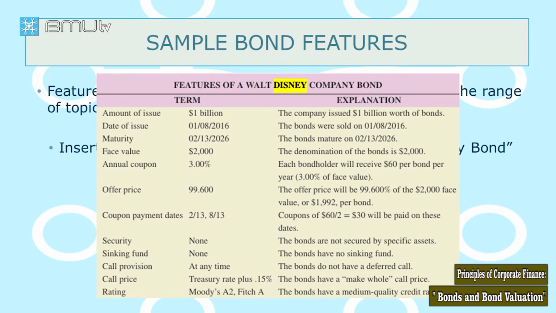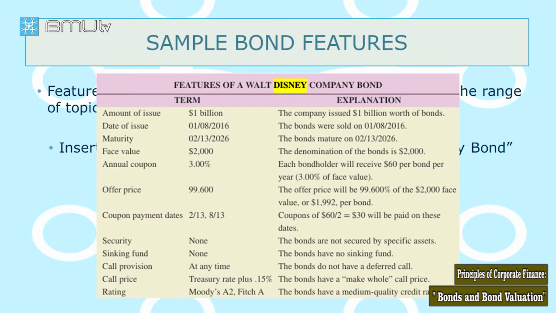Face value is 2,000. We said 1,000 is the general, but here it's up to companies, they may change it. They issued at 2,000 face value. Annual coupon is 3% of face value. That's $60 per year. Offer price is 99.600. Offer price will be 99.6% of the face value.